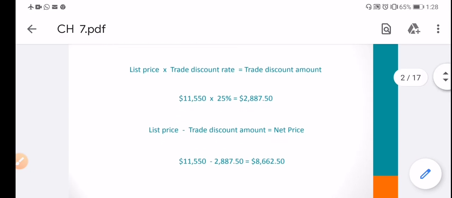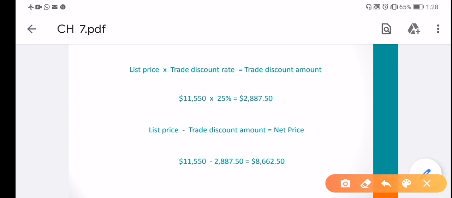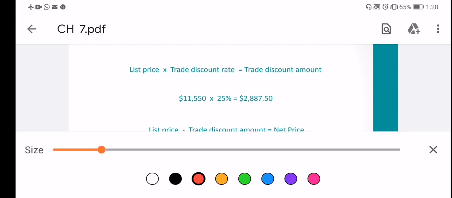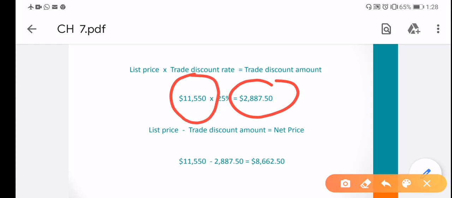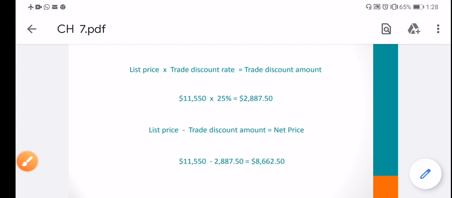For our example here, the discount amount, I show you here, is this amount, and the list price, the original price, is this amount. Now if we deduct the discount amount from the original price as shown here, we will get the net price that I should pay.